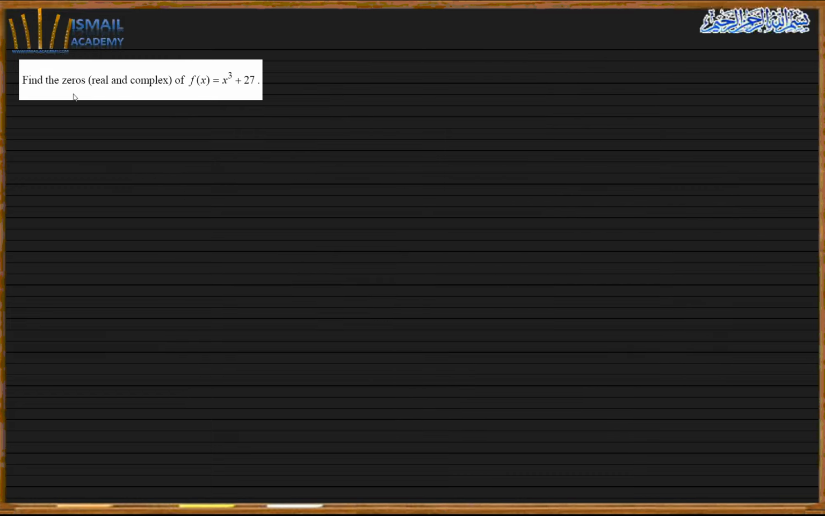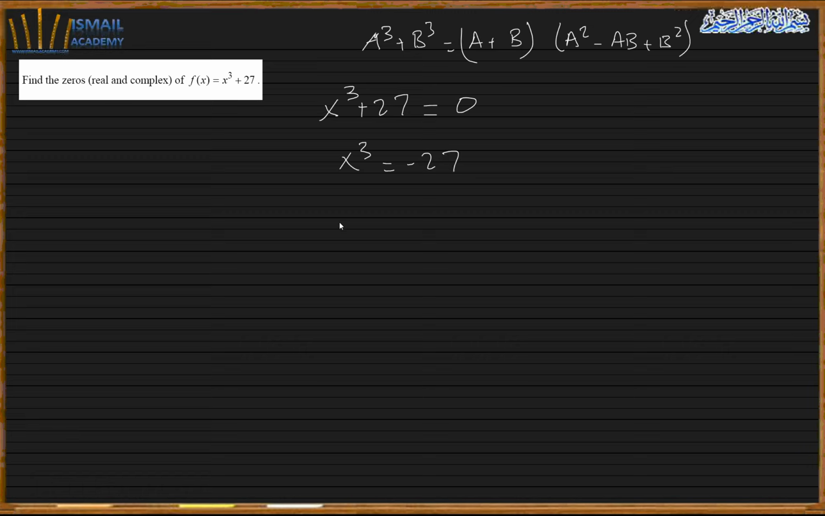Next, find the zero real and complex number. So here what I do, I need to factor this. So keep in mind this property. If I have a cubed plus b cubed, it is a plus b times a squared minus ab plus b squared. So don't do this: x cubed equals minus 27, then cube root both sides, so it's going to be x equals minus 3 and you're done. No, this is wrong, because here they ask you for a real and complex solution. This will give you only the real solution, but you're not going to see the complex solution.